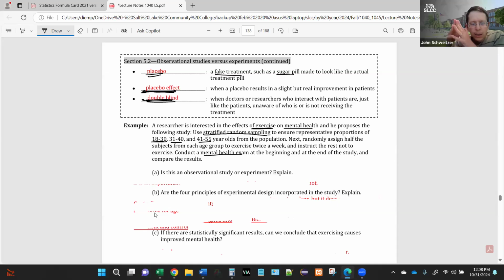Now, why did they use these age groups? Well, it's because they suspected that maybe younger people and older people would have a different relationship between exercise and mental health. I think it's at least possible, right? So if you take younger people, maybe the way exercise affects their mental health is different than for older folks, 41 to 55, maybe it's different for that older group, right? So maybe when they exercise, it has a slightly different effect on their mental health, right?